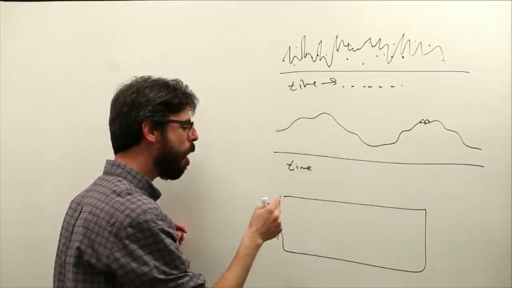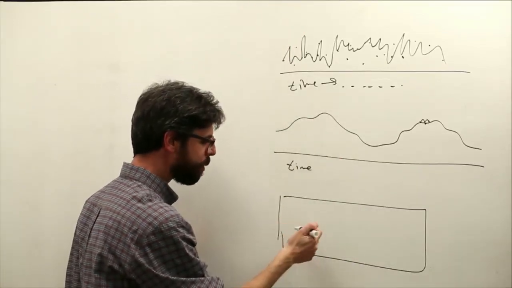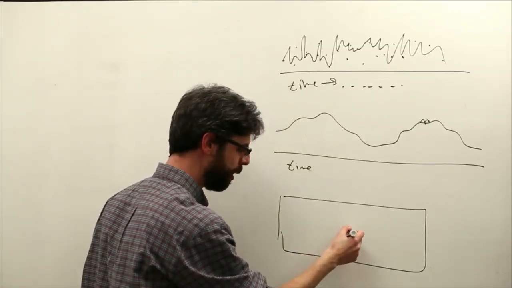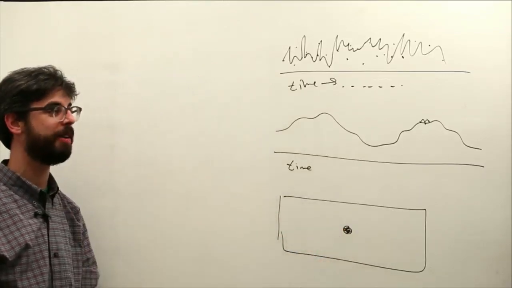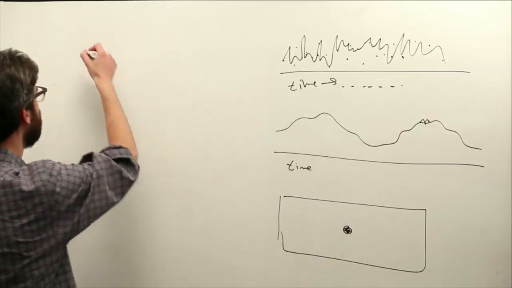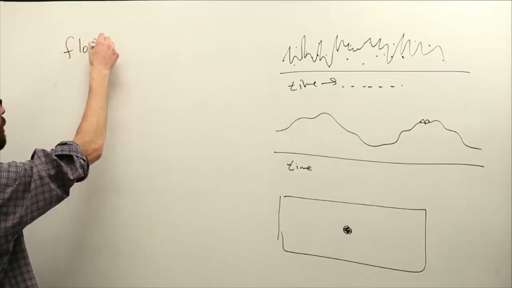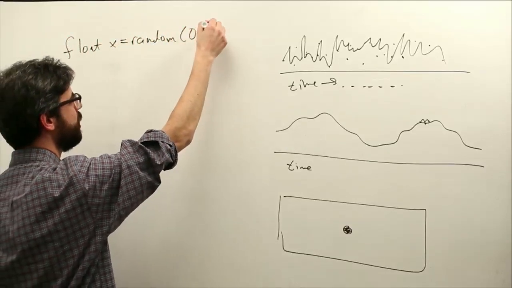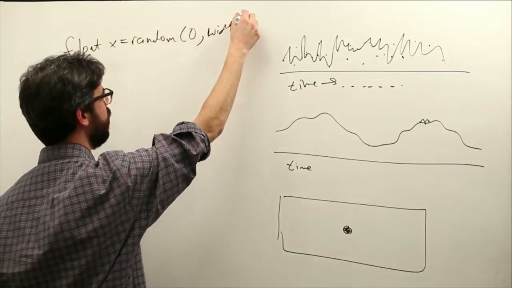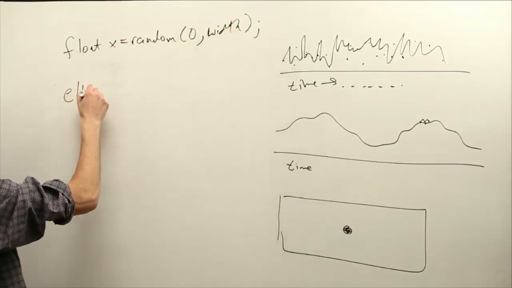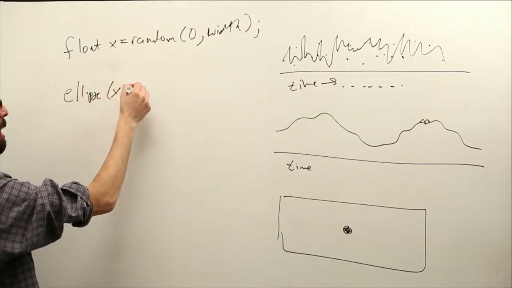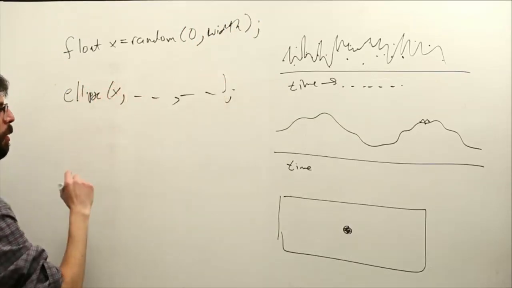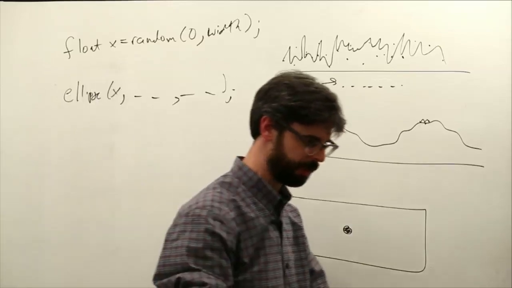Okay, what we want is to put a circle on the screen, and every frame we're going to give it a random location. So we're going to say, hey, float x equals random between 0 and width. And we are going to draw a circle at that location. And we're going to see what that looks like. Let's do that together, actually.